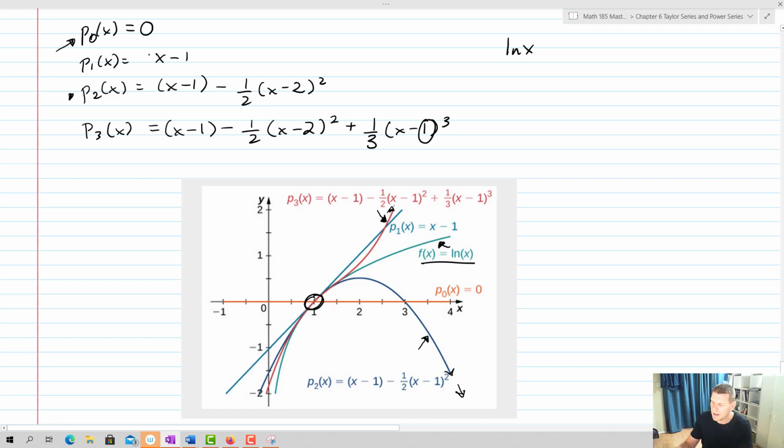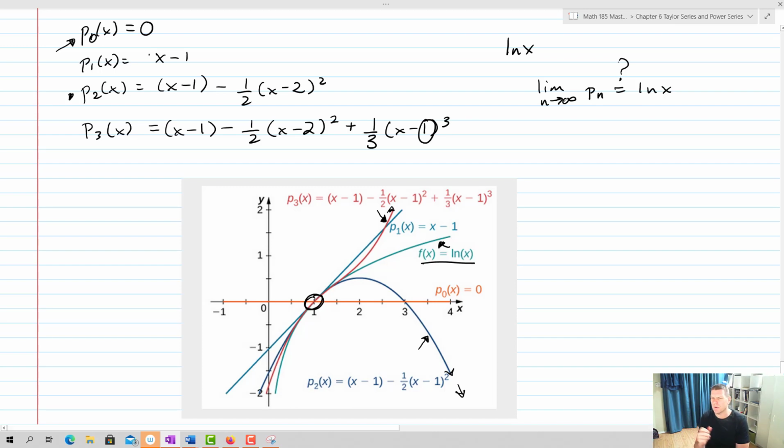So as n goes to infinity, we would like to know whether or not P of n actually does in fact equal the natural log of x. So that's kind of a question mark. But at least what we know is that if this series converges to the natural log of x, we're going to get better and better approximations as we increase n, and as we get closer and closer to the center. So that's one of the ways that we utilize these polynomials to envision what we're doing here with Taylor series.